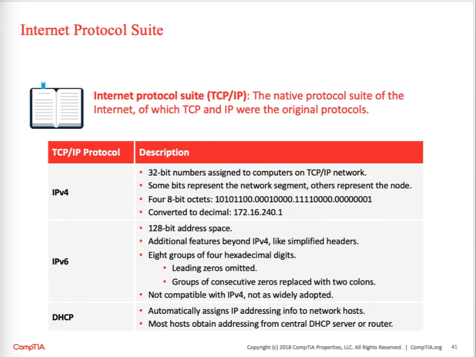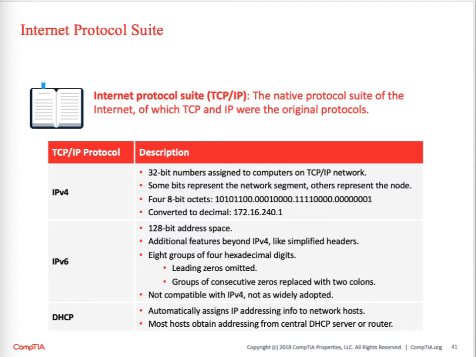So first off, we have IPv4. IPv4 has 32-bit numbers assigned to computers over a TCP/IP network. Some bits are going to represent the network segment, and the others are going to represent the node itself. And these are done in 8-bit octets that can be converted into decimals. So we would have done a lot of that in our networking class.